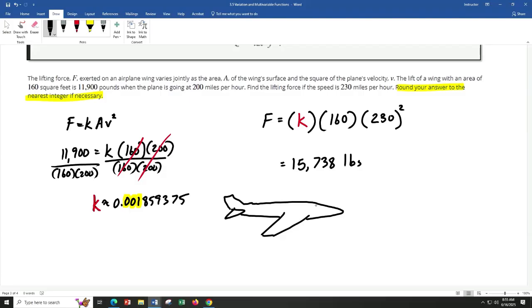A little crappy plane. That is not a whale. Ironically, I was an artist for 25 years. I'm actually a pretty good artist. This is just hard to draw. That is the force pushing up right there on that wing. 15,000 pounds are pressing up on that wing.